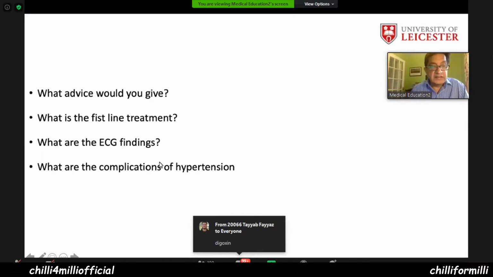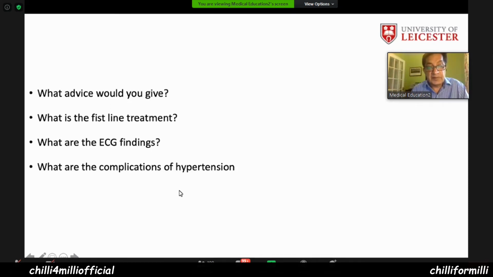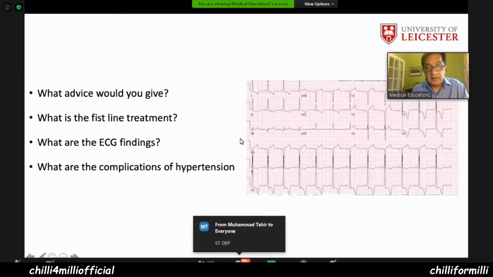What are the ECG findings? That is your atrial fibrillation. What are the complications of hypertension? So this is another ECG of hypertension. Reversed hockey stick pattern. This is reversed hockey stick. Big S waves and big R waves. Left ventricular hypertrophy. Tahir, thank you.